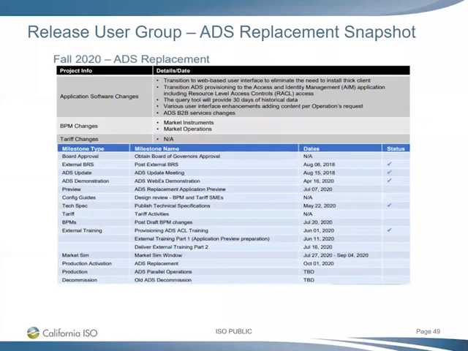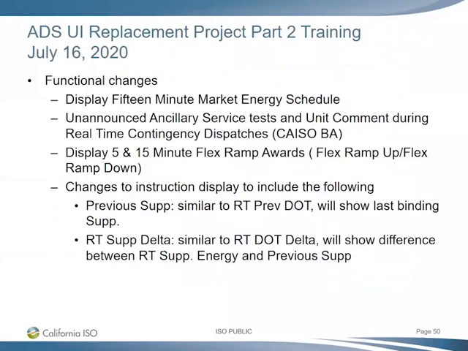To get the calendar information for all of these trainings, I would go to the ISO calendar and grab those. I believe the release user group is every other Tuesday, and so you'll see that on the calendar as well. The ADS UI replacement project Part 2 training, like I said, is on the 16th. We'll be covering some of the changes associated with the 15-minute market energy schedule being in ADS.